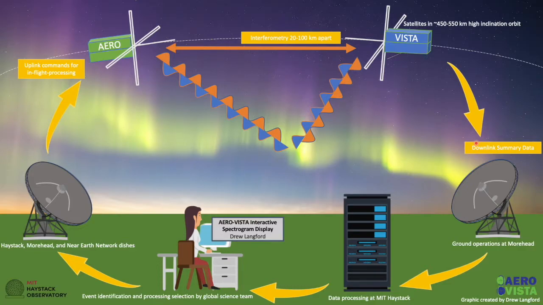So the AVIS display is going to allow the science team to identify events as well as select further data processing on board the spacecraft. And those commands will be sent and uplinked through the Haystack, Morehead, and near-Earth network dishes back to the AERO and VISTA satellites, where the in-flight processing can take place and the cycle can be completed.